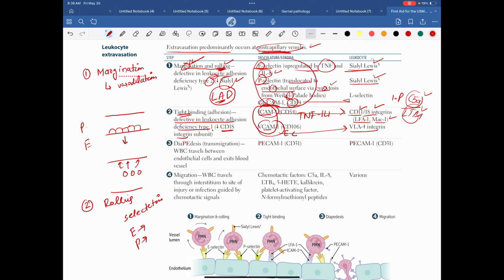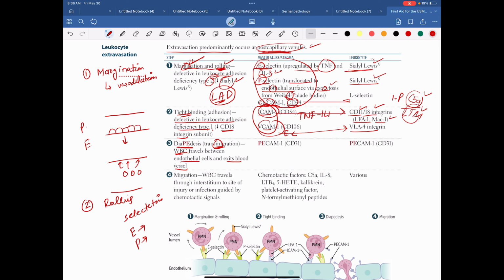Then after that we have the next step, that is called diapedesis. So diapedesis, basically, is the transmigration. So what is transmigration? Basically when the white blood cell travels between the endothelial cells and exits the blood vessel, it is called transmigration.